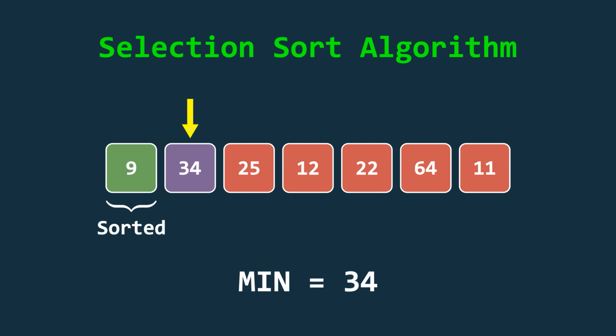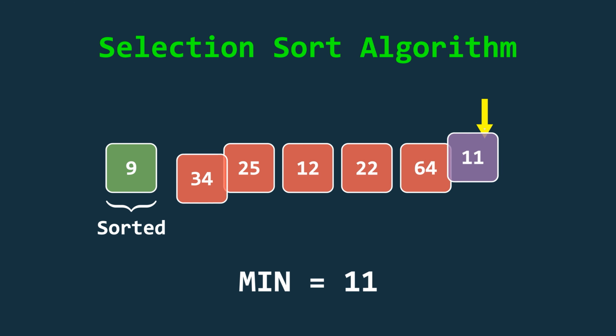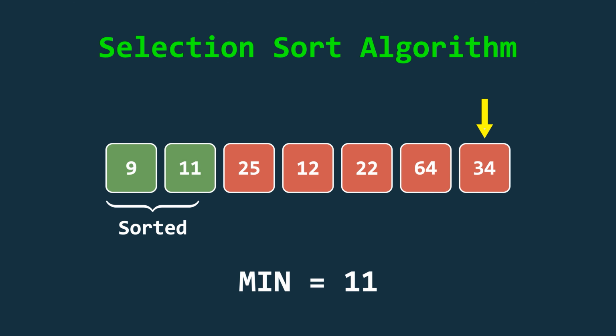Now we have to follow the same steps. Find the minimum element in the unsorted part and swap it with the first element of the unsorted part. And this process continues till the last element.